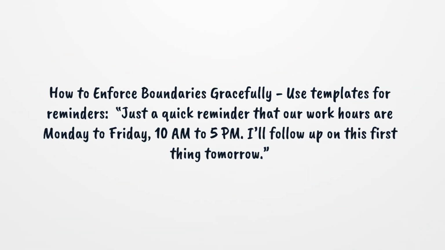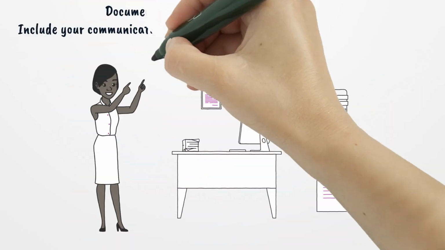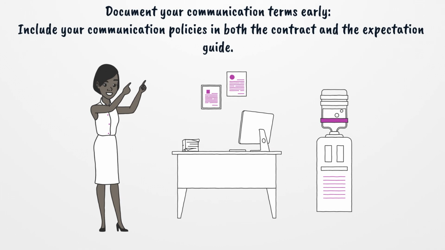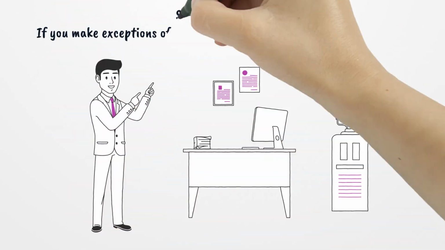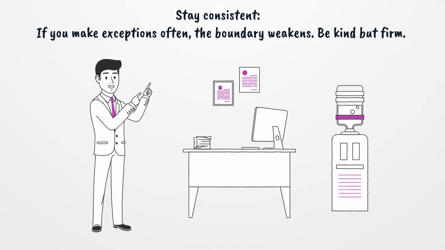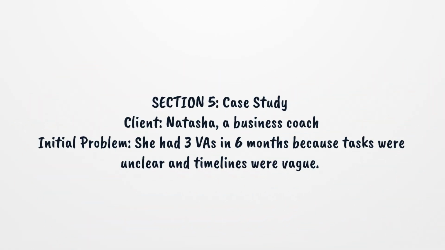How to enforce boundaries gracefully. Use templates for reminders: Just a quick reminder that our work hours are Monday to Friday, 10 a.m. to 5 p.m. I'll follow up on this first thing tomorrow. Document your communication terms early. Include your communication policies in both the contract and the expectation guide. Stay consistent. If you make exceptions often, the boundary weakens. Be kind but firm.